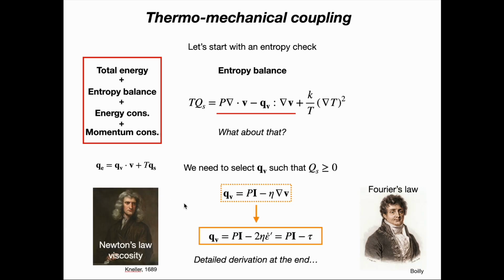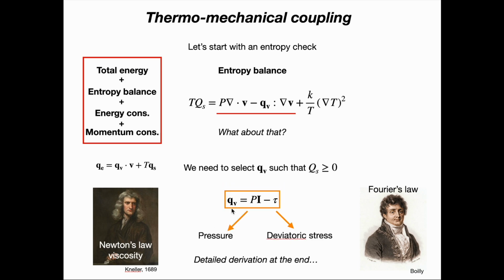One can go a bit further with this expression, and in fact this expression of the flux can be further simplified as QV equal to P minus tau, where tau will be the deviatoric stress. There are a few steps to go from this expression to that expression, and that is made in detail at the end of this lecture. So keep in mind now that QV is equal to P minus tau, the deviatoric stress. So QV has pressure and deviatoric stress in the same expression.